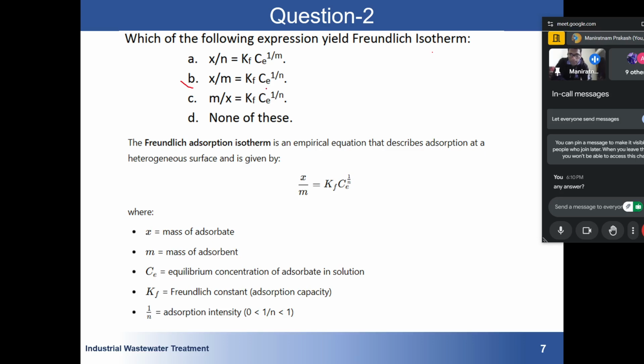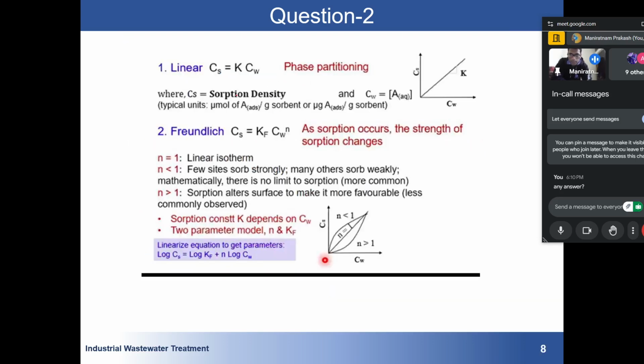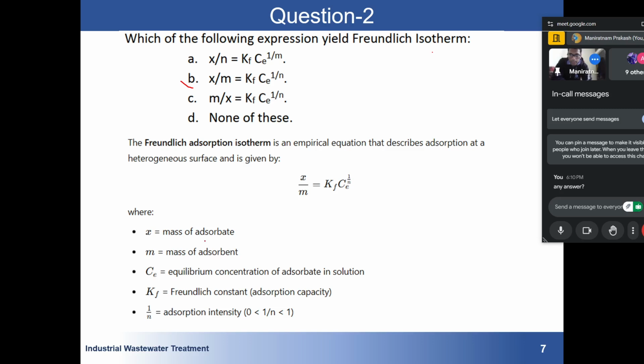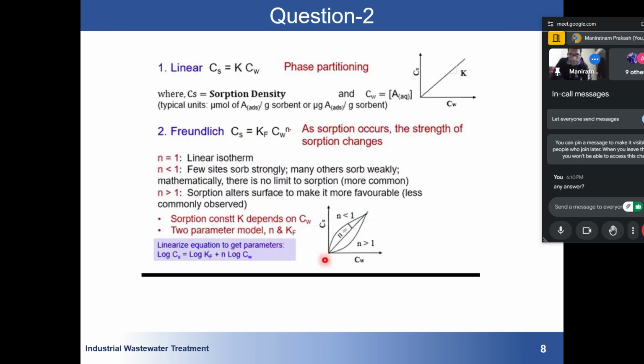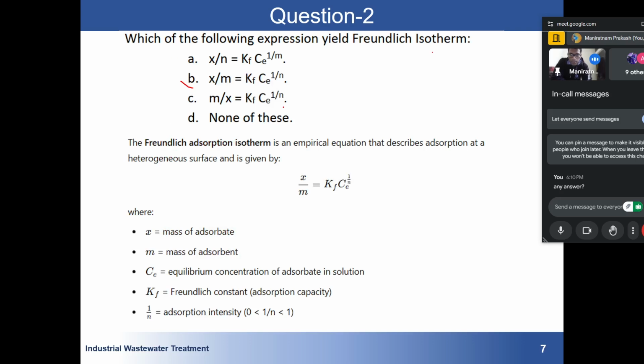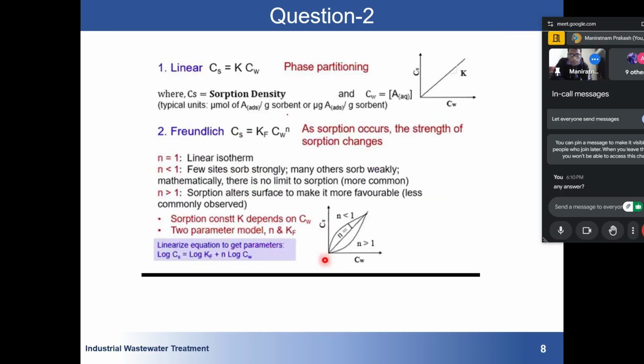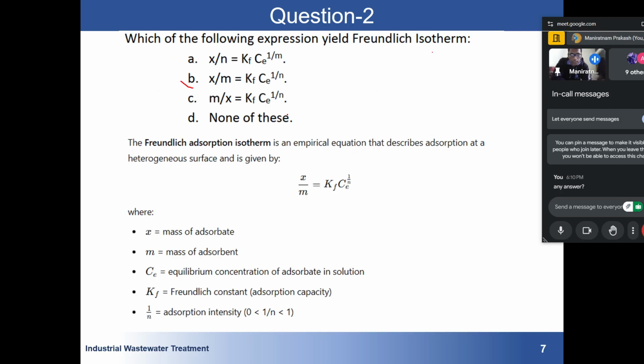That is x/m = Kf·Ce^(1/n). It's slightly different because it has been written in a different form. Here x is the mass of adsorbate, and x by m is the formula. Earlier n could be equal to 1, greater than 1, or less than 1, but here it is 1/n, which lies between 0 and 1. Only the unit of Kf will change. It's the same, but written in a different form. Depending upon the question you will get different units, and several books follow different techniques.